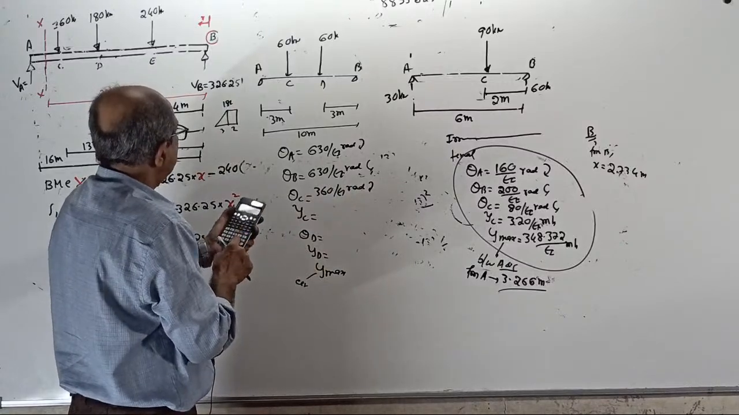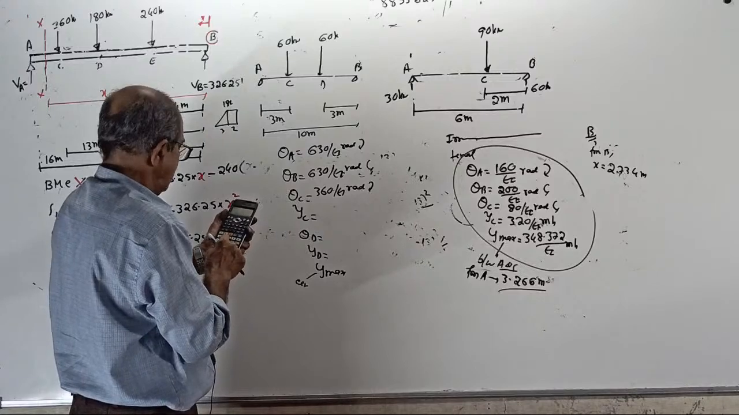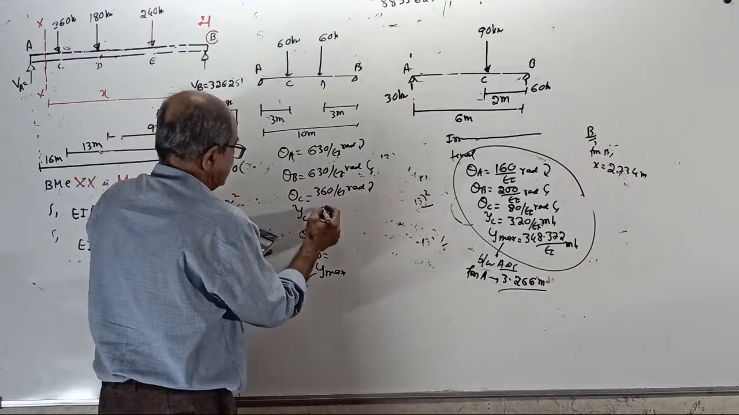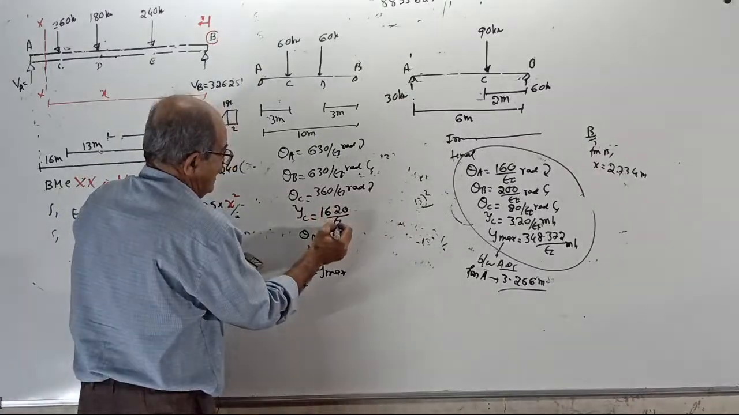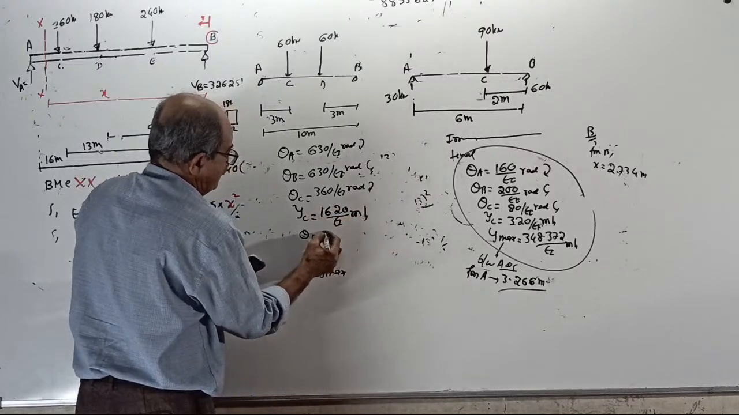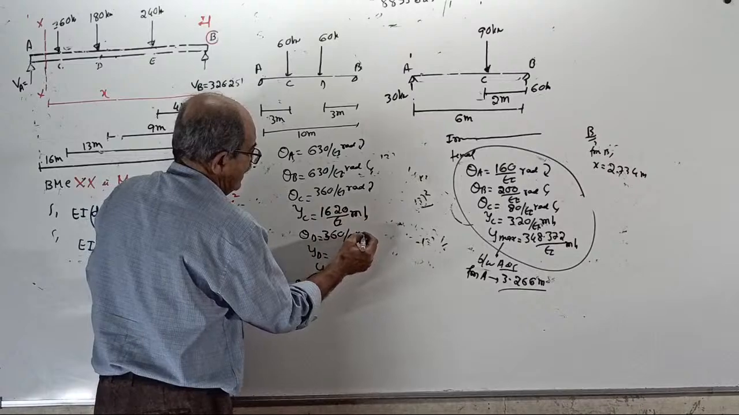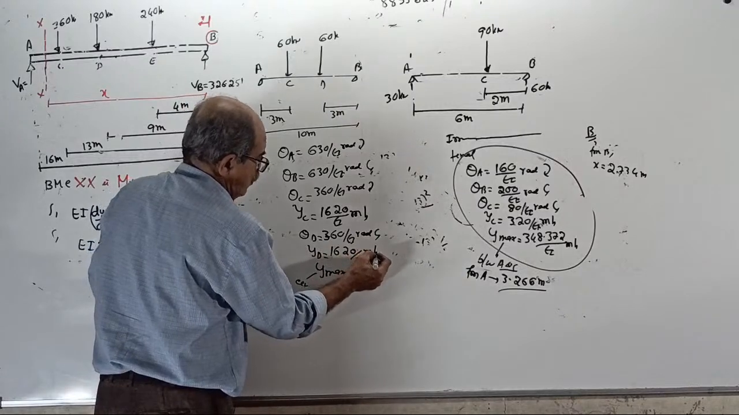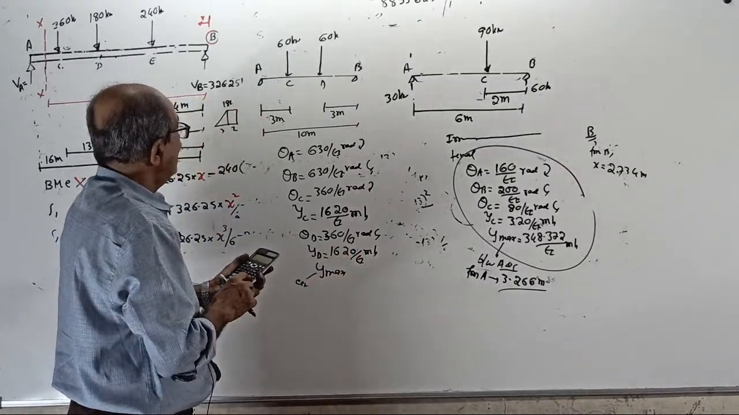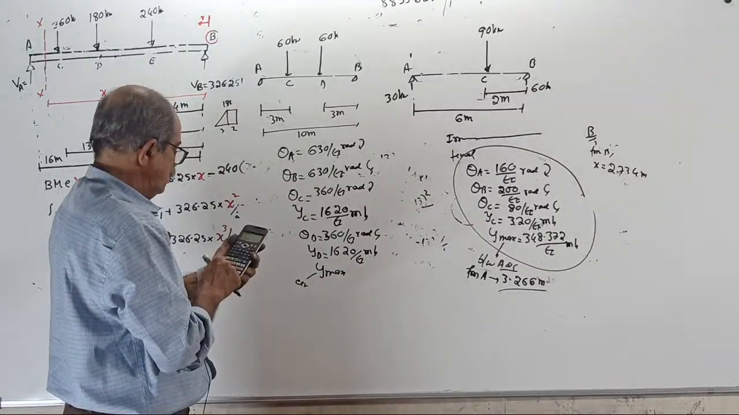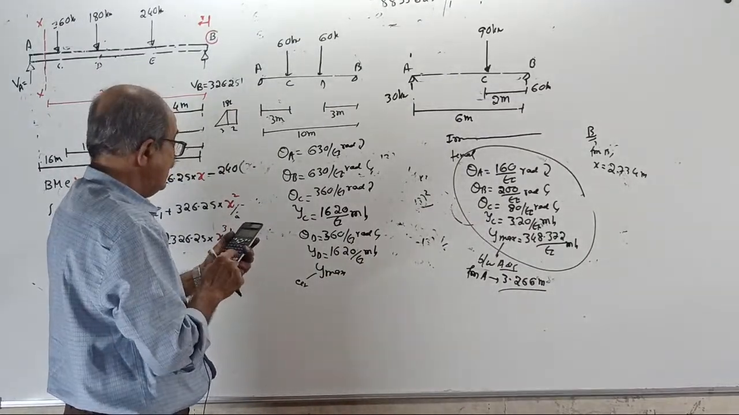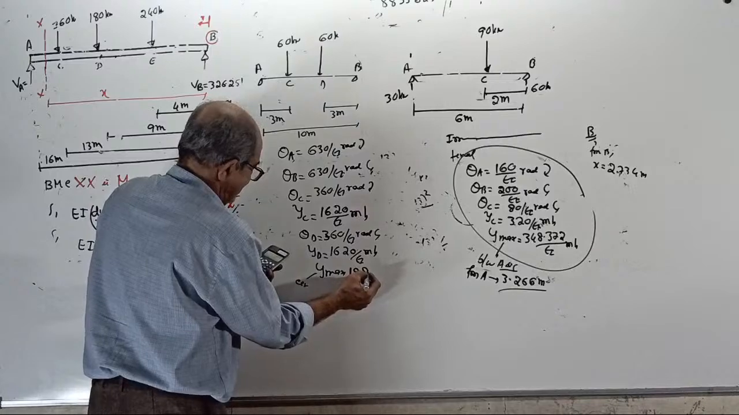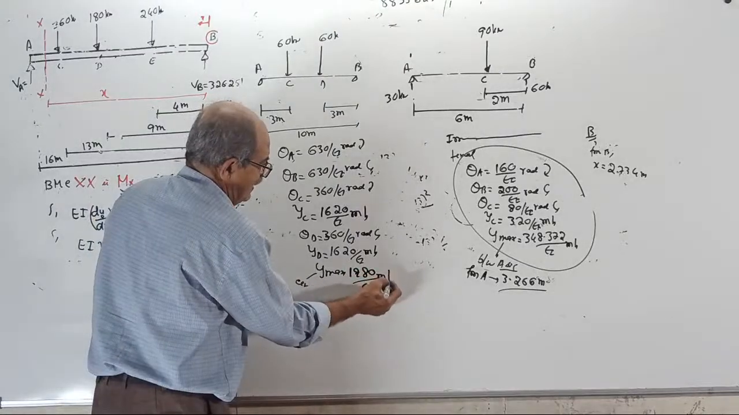YC I will get you, that is reaction 630. 630 into 3 minus half into 3 into 180 into 1. Deflection will come 1620 by EI meter down. Theta D will come 360 by EI radian anti-clockwise. Deflection D will come 1620 by EI meter down. Y max will come half into 3 into 180 into 2 plus another, what? 2 into 180 into 3 plus 1, 4. 1980 by EI meter down.